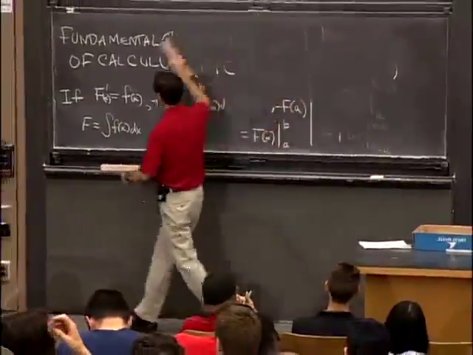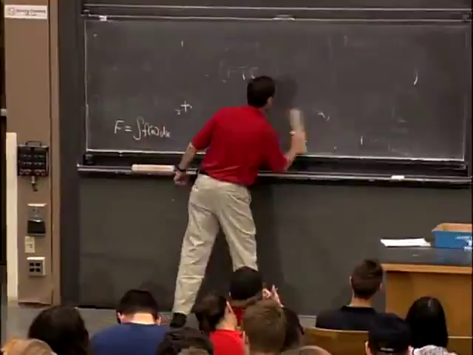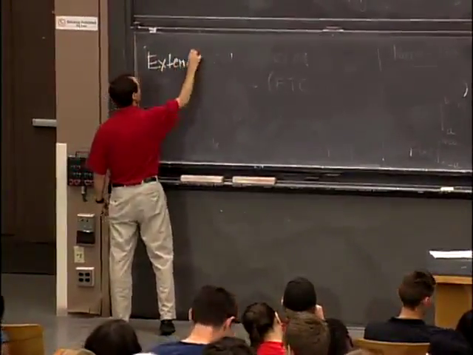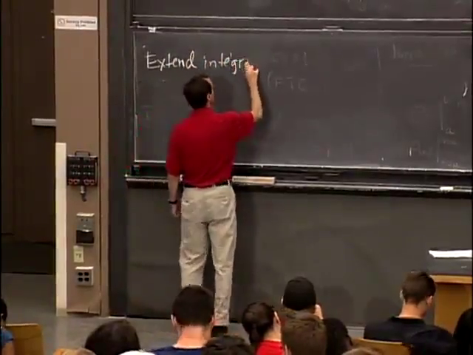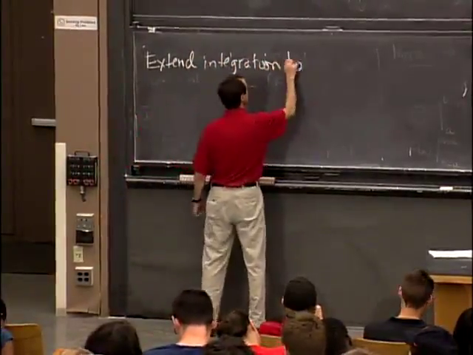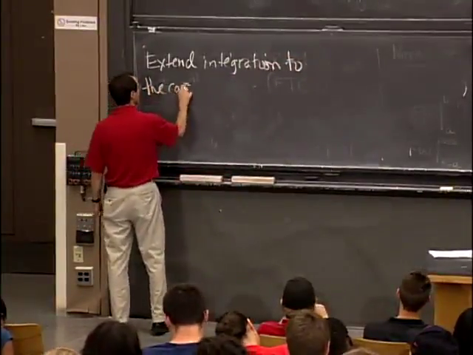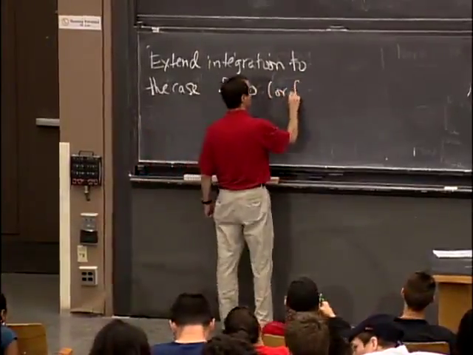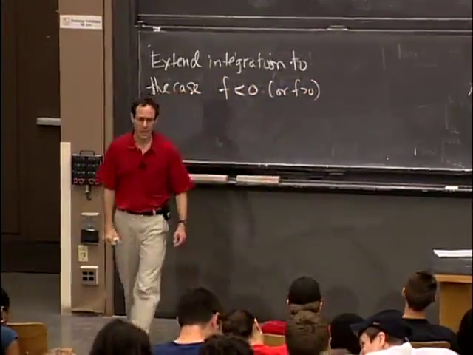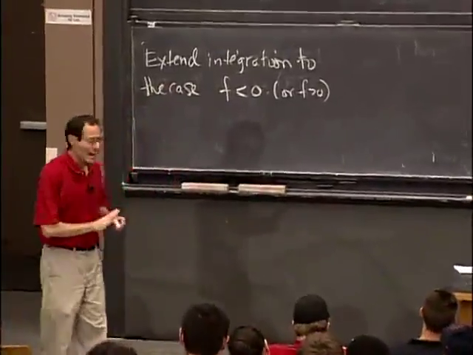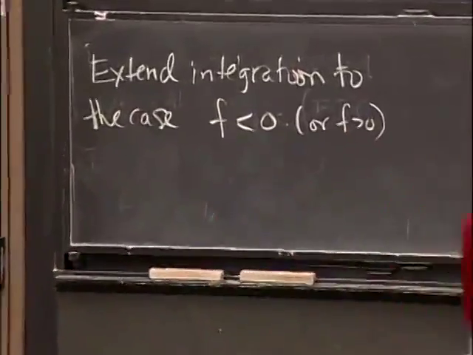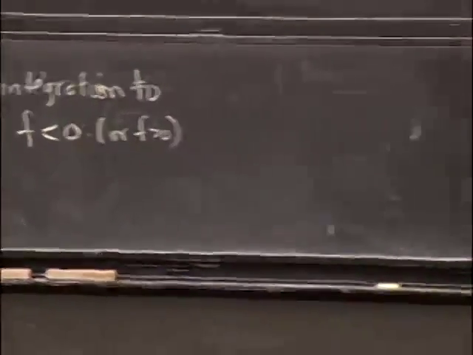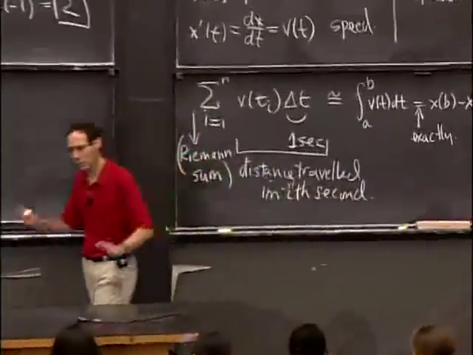And so I'm going to now extend our notion of integration. So we'll extend integration to the case f negative or positive. In other words, it can be any sign. Actually, there's no change. The formulas are all the same. We just, if this v is going to be positive, we write in a positive number. If it's going to be negative, we write in a negative number. And we just leave it alone.